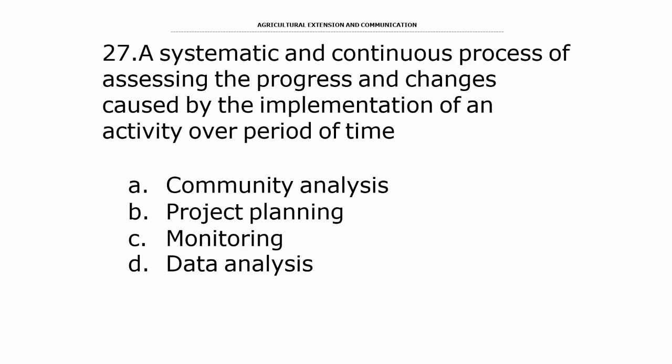Number 27. A systematic and continuous process of assessing the progress and changes caused by implementation of an activity over a period of time. A. Community analysis. B. Project planning. C. Monitoring. Or D. Data analysis. The answer is monitoring.